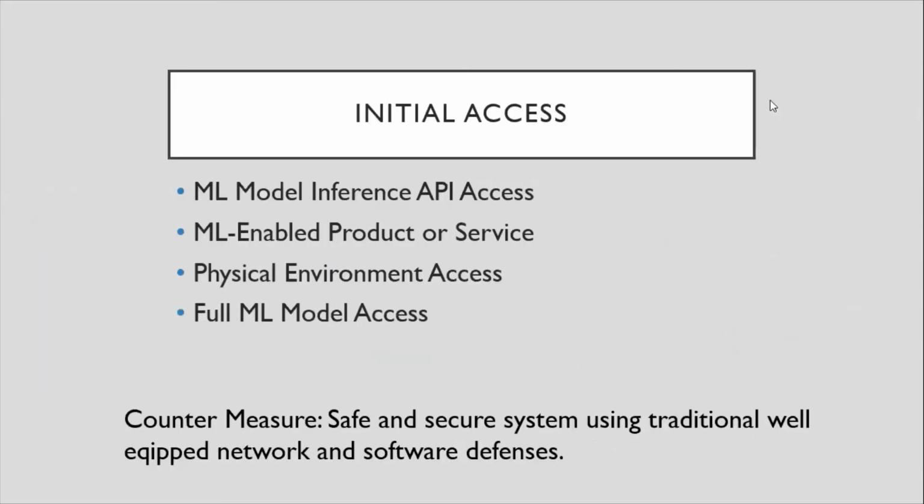Next stage is initial access. Initial access is getting access to the API, the product or service, the system where the model is deployed, or getting access to the ML model. The countermeasure is very much the same as in cybersecurity. Other cybersecurity attacks use traditional, well-equipped network and software defenses, such as a good firewall and good virus detection systems, which are good enough to counter the attacks at these stages.